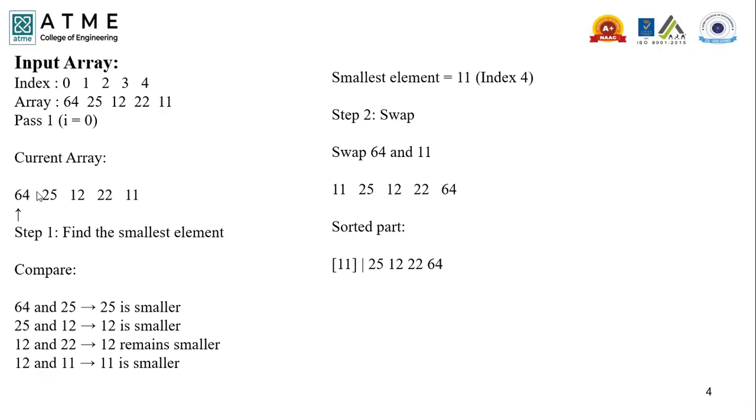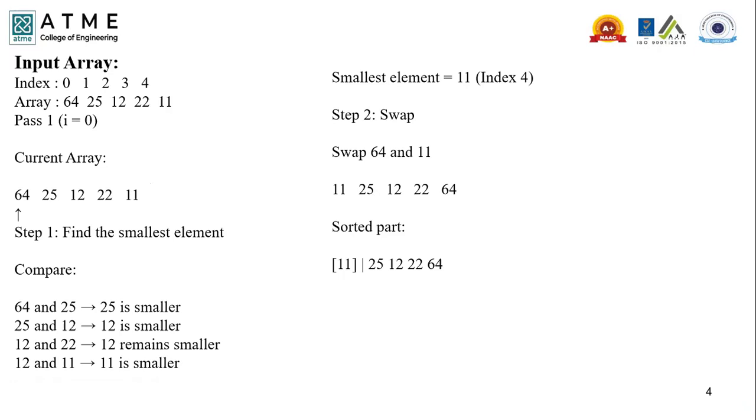Compare 64 and 25: 25 is smaller. Then the cursor shifts to 25, and 25 is compared with 12. 12 is smaller, so shift to it. Compare with 22: 12 remains as it is because 12 is smaller. Then again compare 12 and 11. 11 is smaller, so the cursor shifts there. Now the smallest element in the complete array is 11.